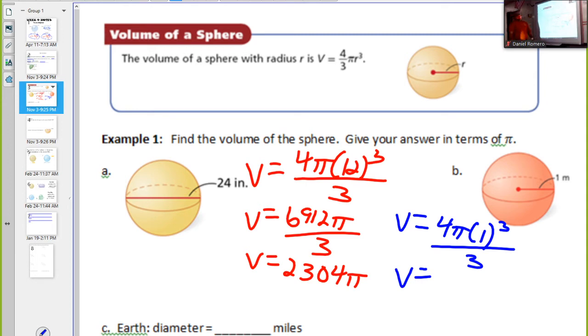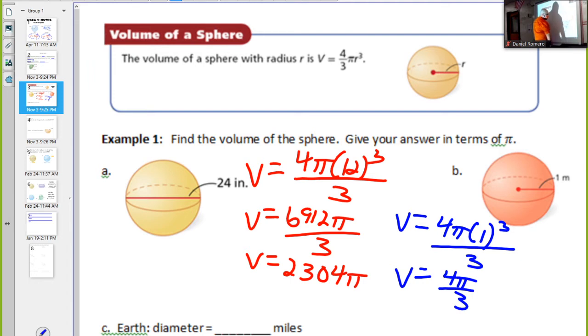What is one cubed? One times one times one.